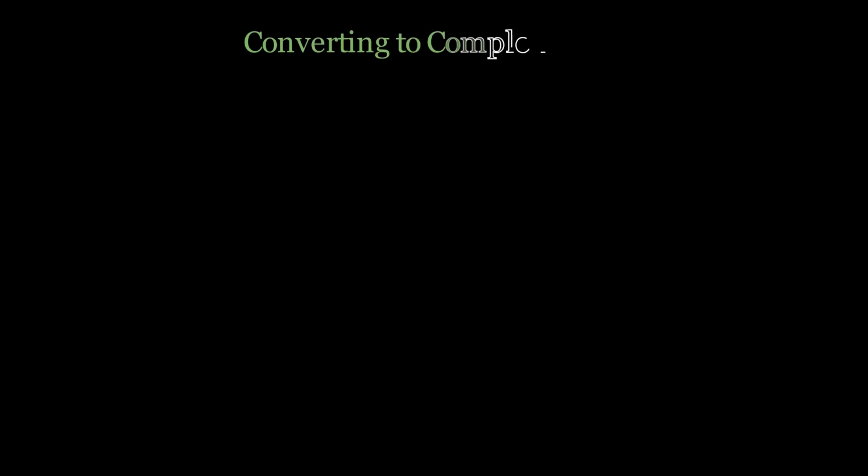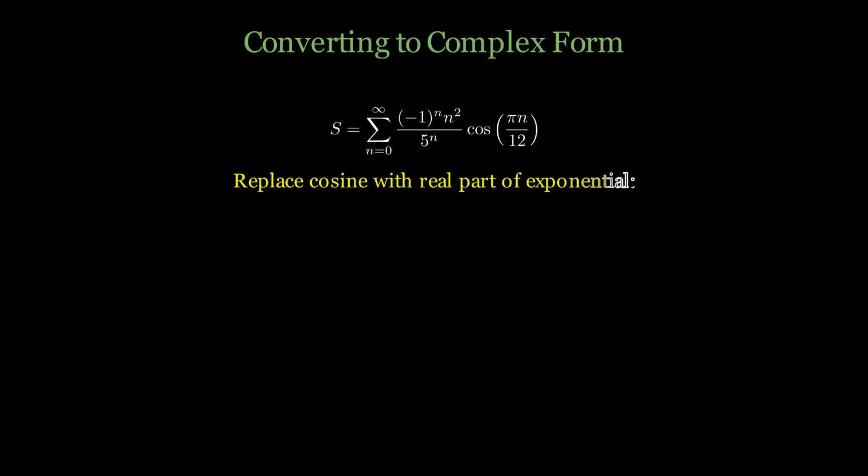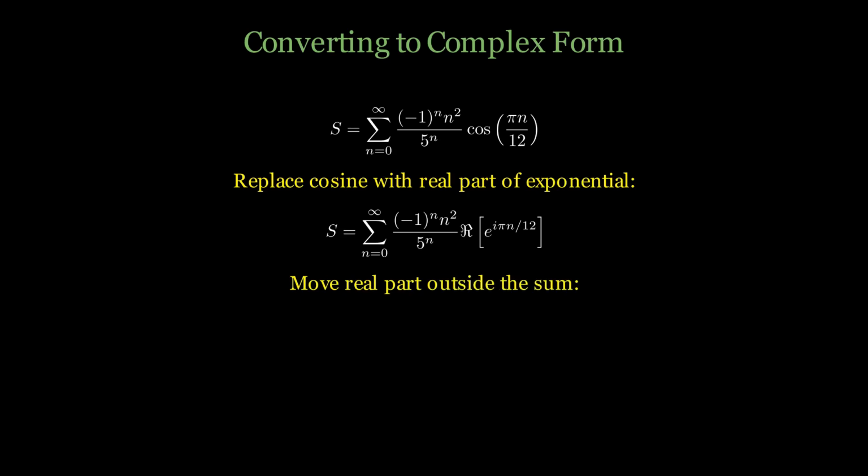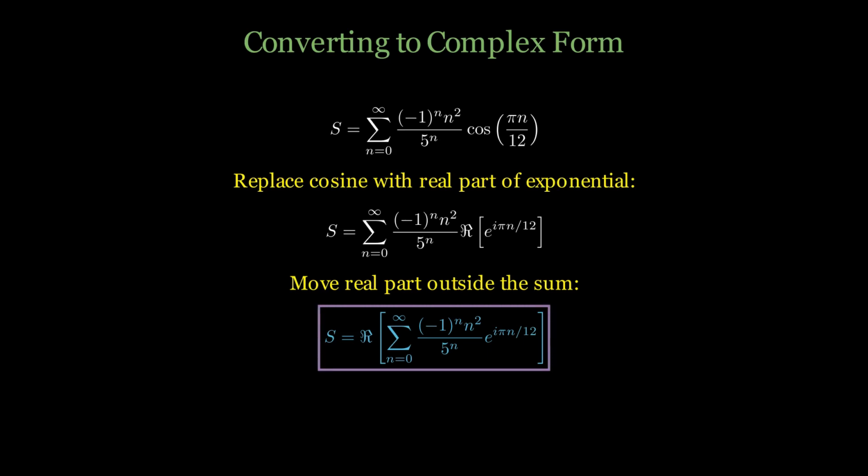Now, if we are going to convert it into complex form, we first need to write down the series and identify the cos of pi n by 12 term. Replace it with the real part of the exponential, which is e to the power i pi n by 12, like this. And now we can simply take the real part outside of the summation because everything else is simply a real number, right? So this is our final form. And now we can proceed from here, and it's going to be very easy from this point onwards.